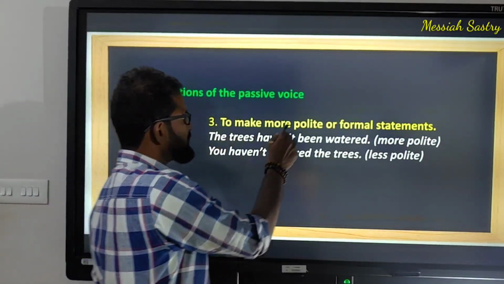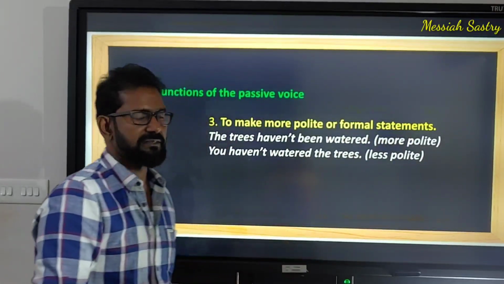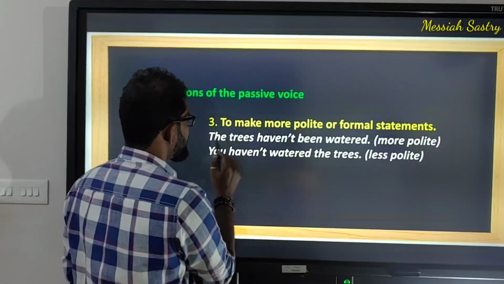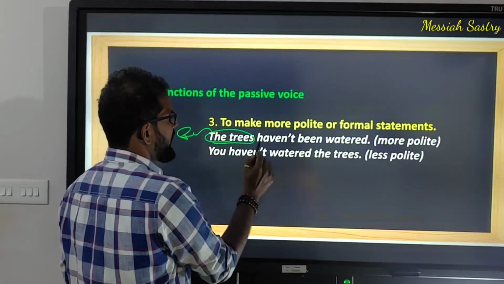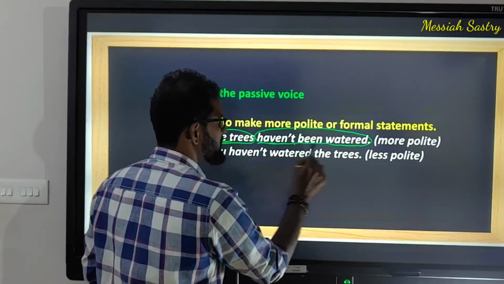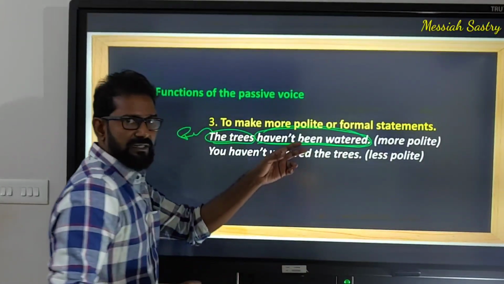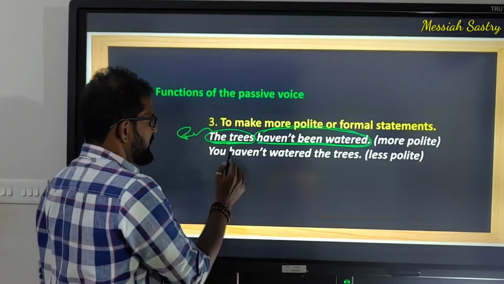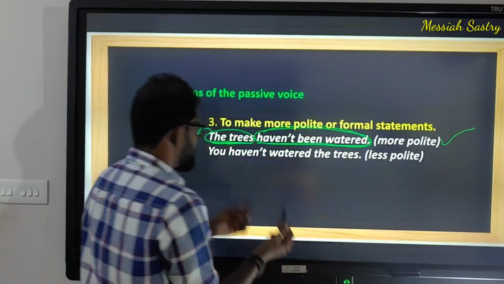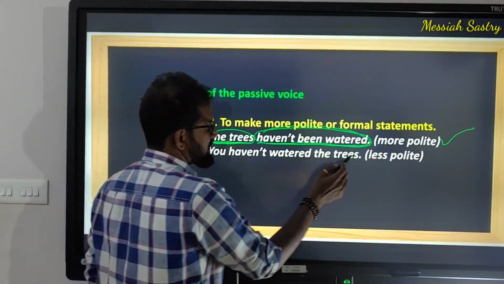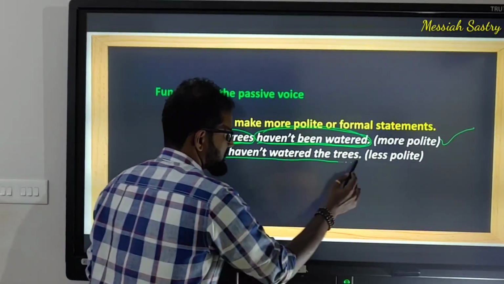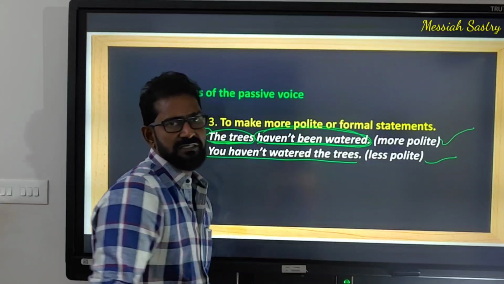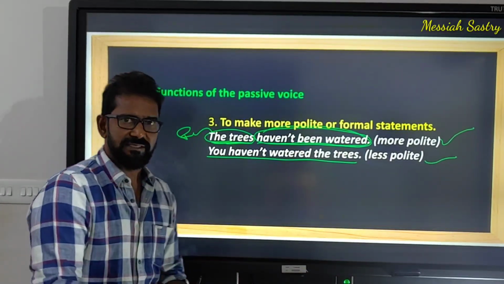Next, to make more polite or formal statements. The trees haven't been watered. The trees is the receiver here. "Haven't been watered" is a passive form. This tells that the trees are the receivers. And this is more polite rather than saying, "You haven't watered the trees." This is active voice. It's less polite. So in order to make more polite and formal statements, we use passive voice.